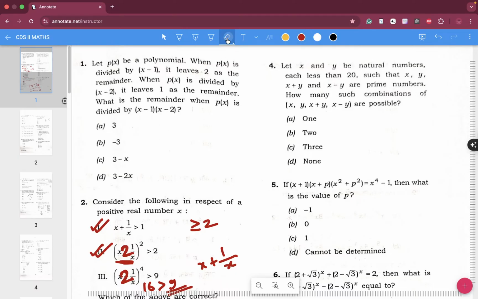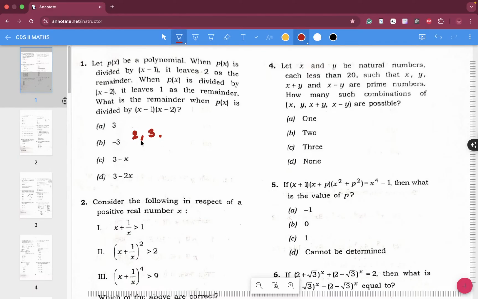In such questions, first of all, write down all the prime numbers which are less than 20: 2, 3, 5, 7, 11, 13, 17 and 19. Take 2 and 3: the summation is 5, the difference is minus 1. It will not work out.